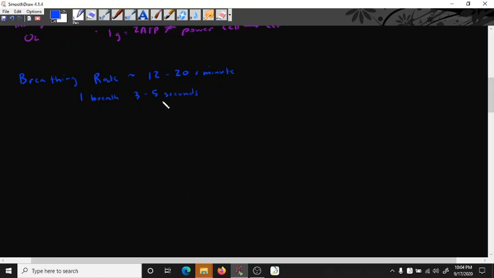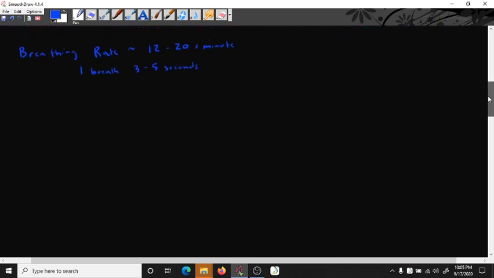So let's do the math. Here's 60, and we're breathing 12 times a minute. We don't need to do the math on that. We breathe a lot. We breathe a heck of a lot. So that can show you how important that is, how many breaths we take throughout the day.